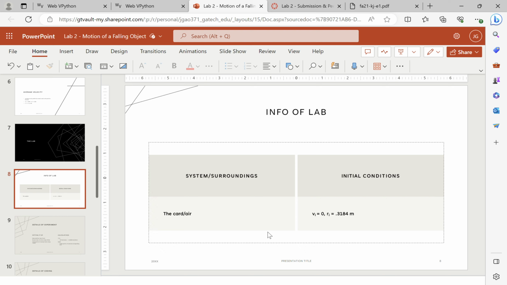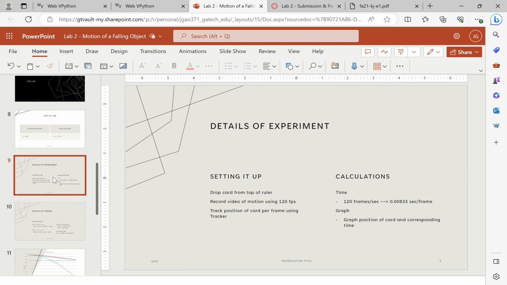My system was just an ID card of mine, and the surroundings were just the atmosphere. And the initial conditions were that there was a velocity of 0, and the ID card had a position of 0.3184 meters. So now into the details of the experiment.